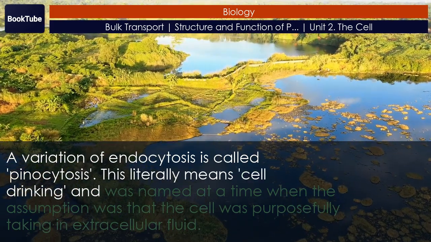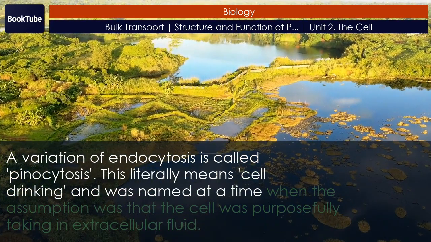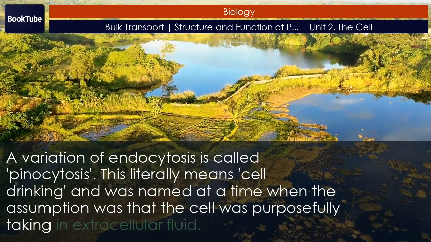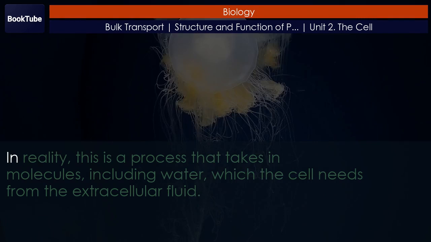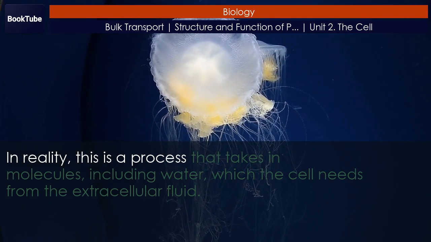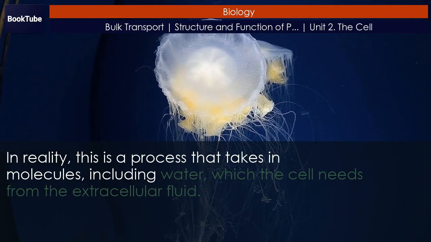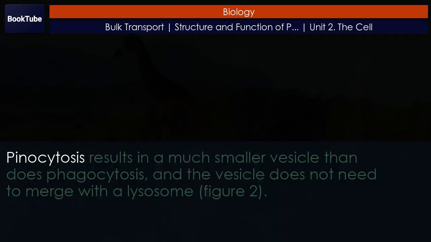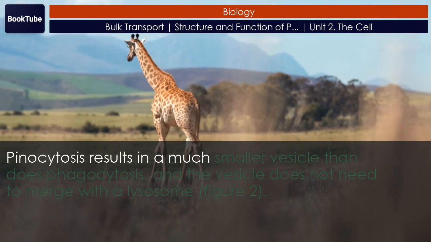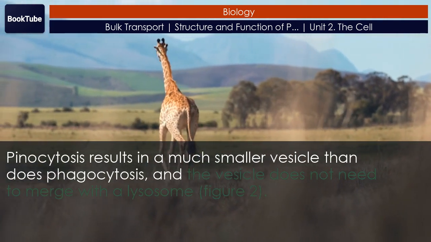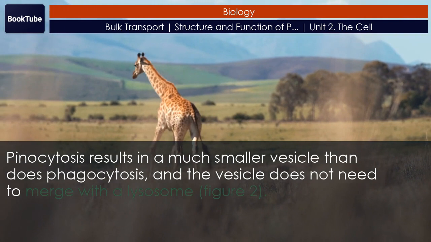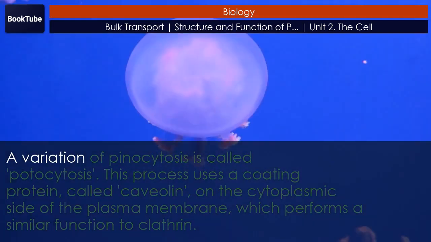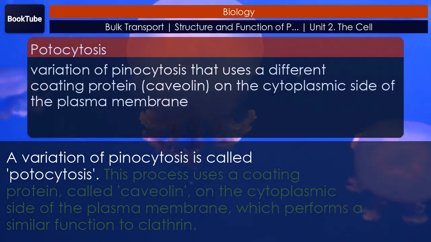This literally means cell drinking, and was named at a time when the assumption was that the cell was purposefully taking in extracellular fluid. In reality, this is a process that takes in molecules, including water, which the cell needs from the extracellular fluid. Pinocytosis results in a much smaller vesicle than does phagocytosis, and the vesicle does not need to merge with a lysosome. Figure 2. A variation of pinocytosis is called phagocytosis.